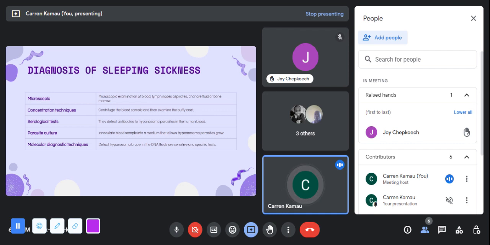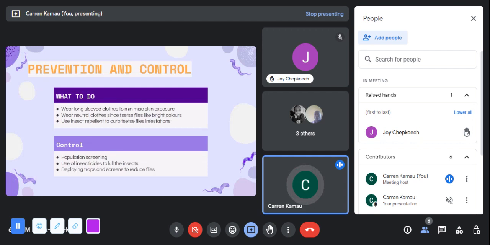The fourth one is parasite culture. You culture by inoculating the parasites and allowing them to grow. The fifth one is molecular diagnostic techniques, where you detect by DNA, which is sensitive and specific.